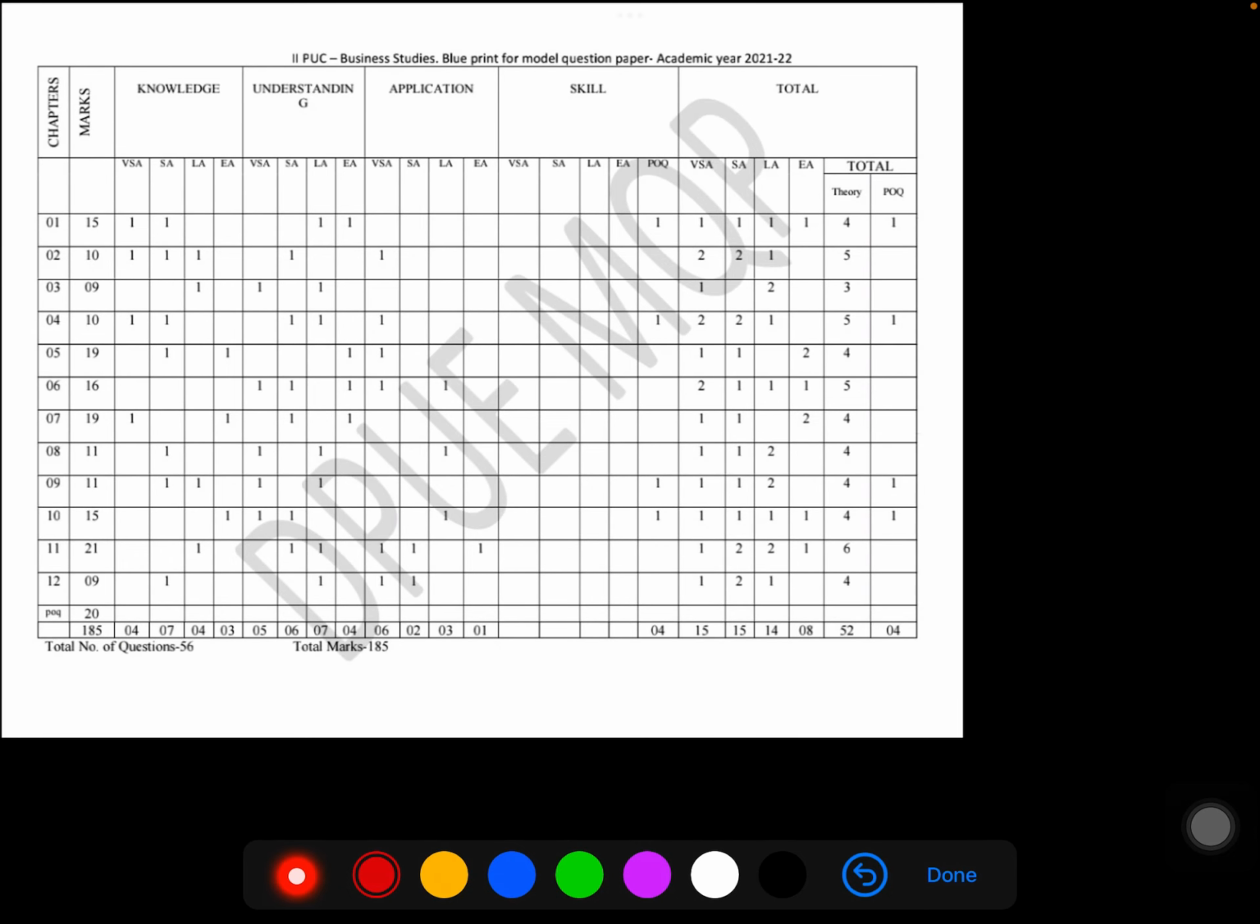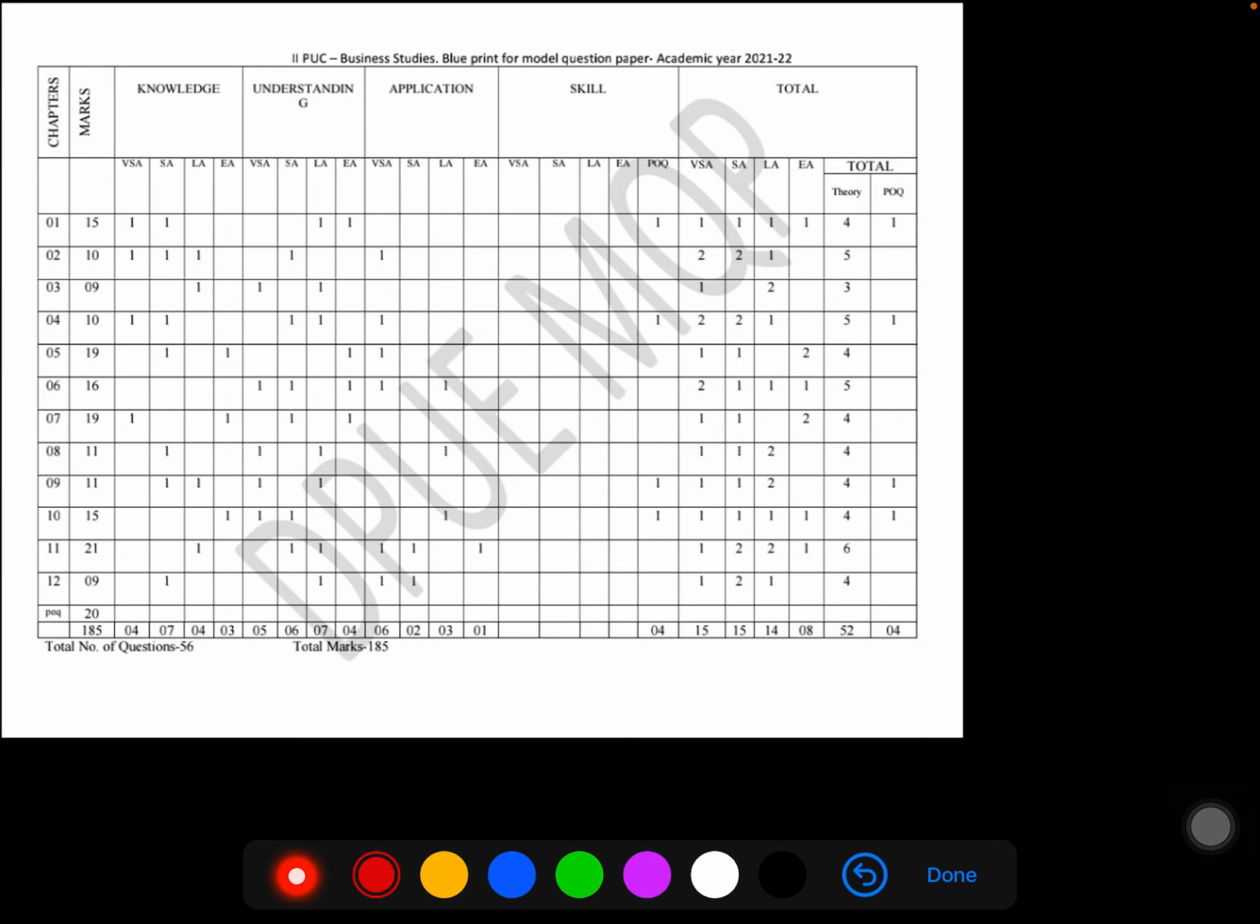This is the same blueprint, and now let's see which questions you have to follow up to score 100 out of 100. At the same time, you have to keep yourself in the safer zone by reading a bit extra. It's smart work. You also have to work more on the questions which I am going to tell you. So first, section A.